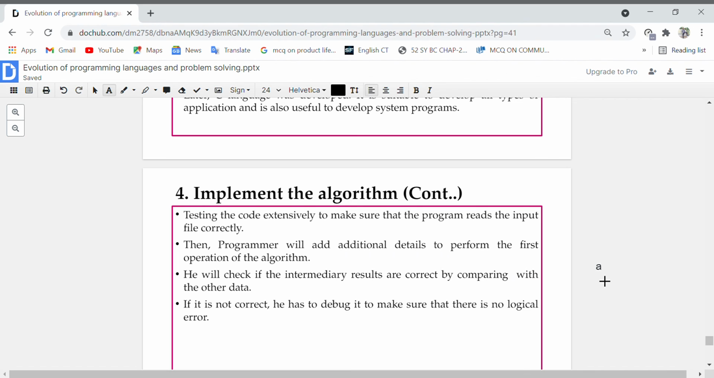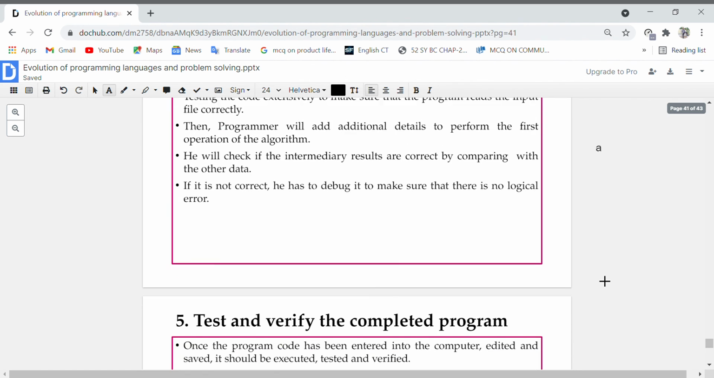You can test the code, to see whether the program reads the input files correctly or not. Then the programmer requires additional details to perform the first operation of the program. He will check and compare whether the result matches other data. If it's not correct, he will debug the program and make sure that there are no logical errors. Then comes testing and verifying the computer programs.